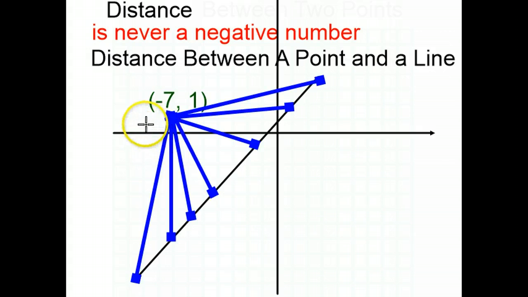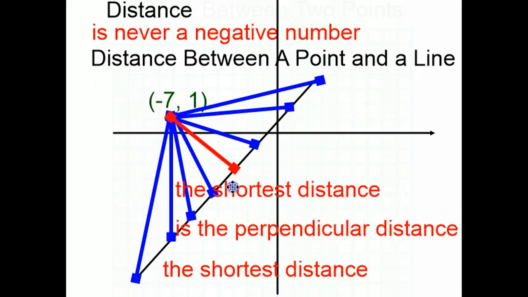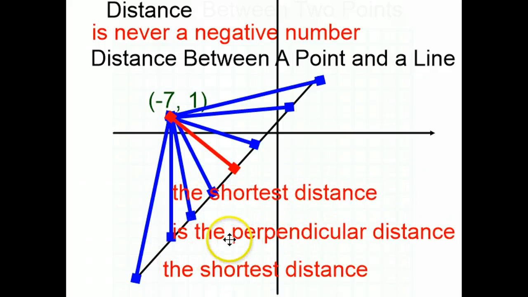Well, as you can see here, it's impossible for them all to be the same length. Since distance can't be changing for the same two figures, we can only pick one distance. And which distance do we pick? We always pick the shortest distance. The shortest distance, as we can see, is this red line. Do you know what the relationship is between this red line segment and this black line? What's the relationship between these lines? Well, if you say that the shortest distance is the perpendicular distance, you are absolutely correct. The shortest distance is the perpendicular distance. And we'll find out more about that in class. Okay, the end.